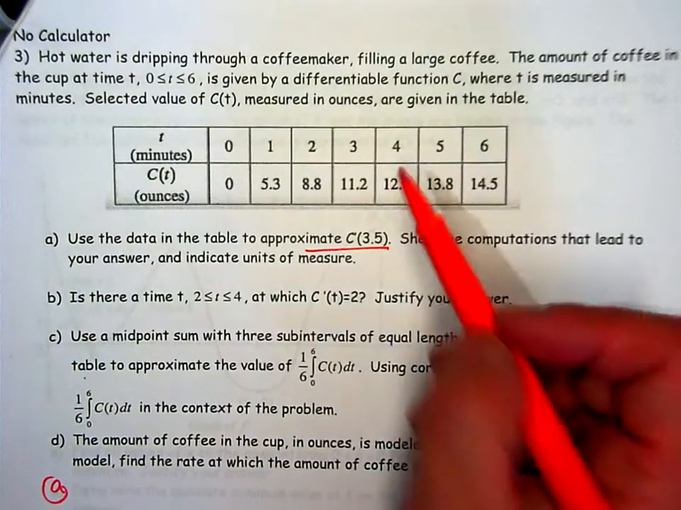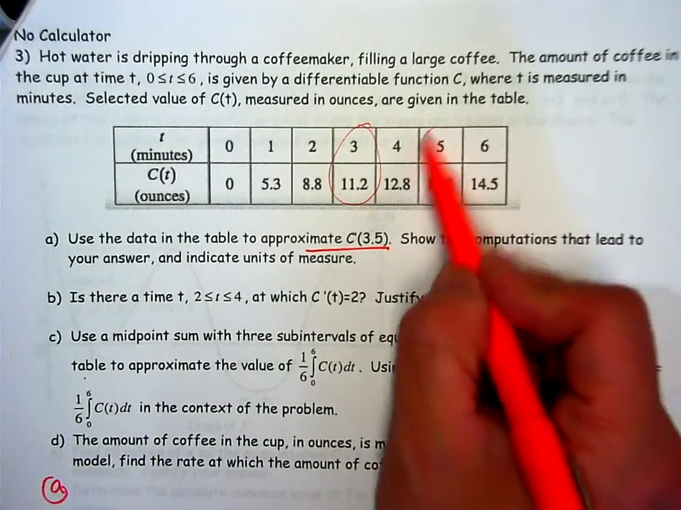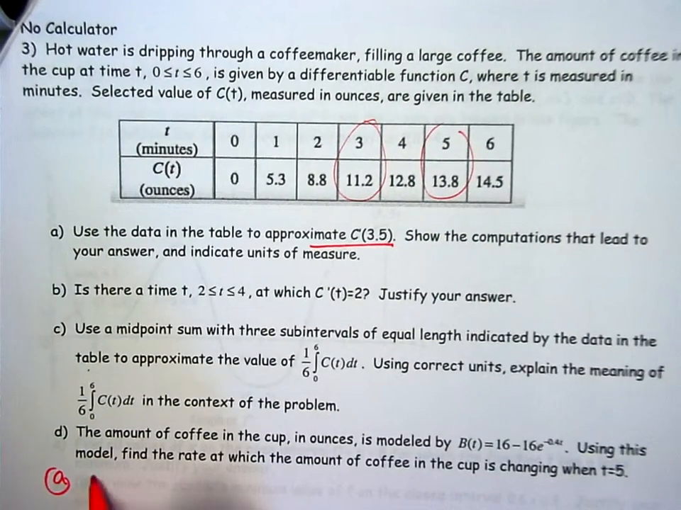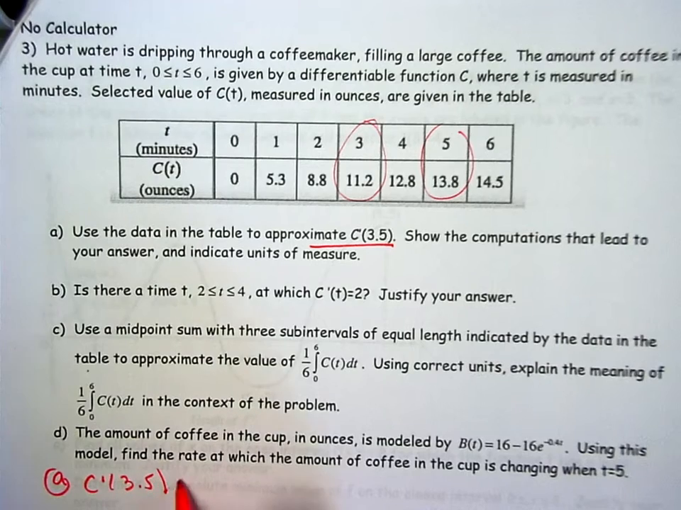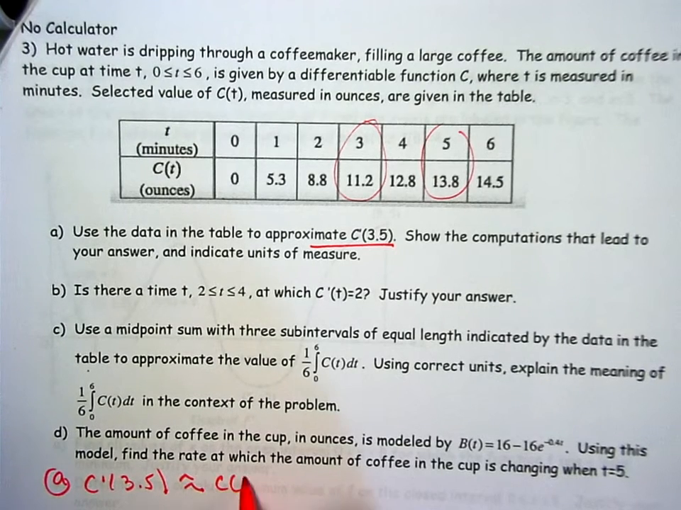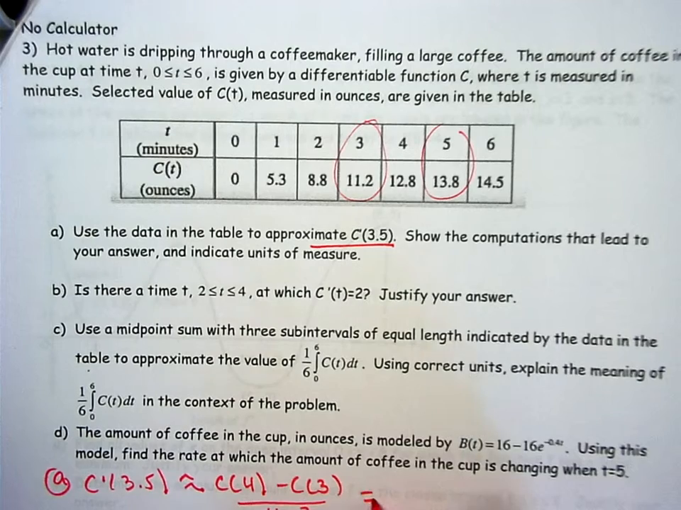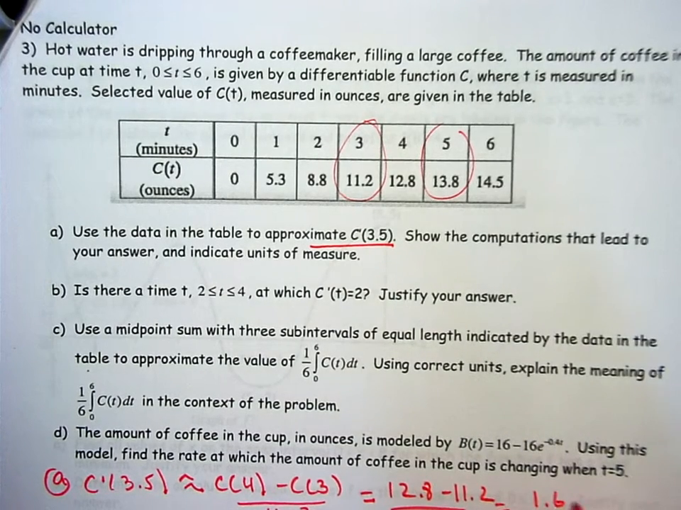So what I want to do is use the two closest points. So C prime of 3.5 is approximately C of 4 minus C of 3 over 4 minus 3, and those values are 12.8 minus 11.2 over 1, so 1.6 ounces per minute. There's my answer to part A.